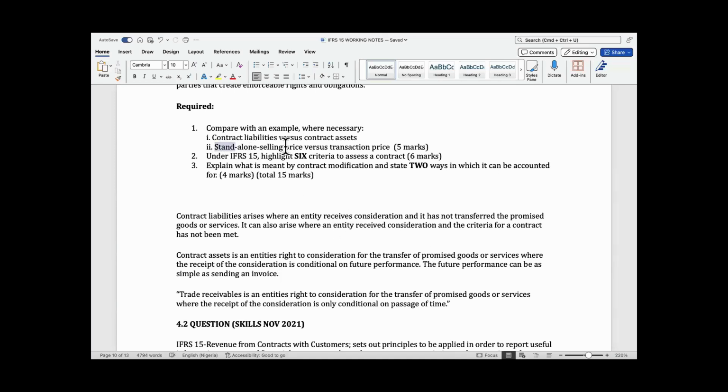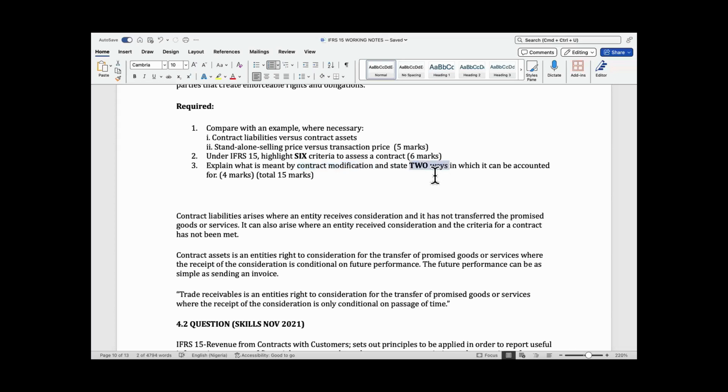I've already defined standalone selling price as the price at which an entity sells goods or services on its own separately. Transaction price is the consideration expected from the transfer of goods or services. I've given you these 6 criteria. So contract modification is the change in the price or scope of goods or services, and you can only state 2 ways in which it can be accounted for.